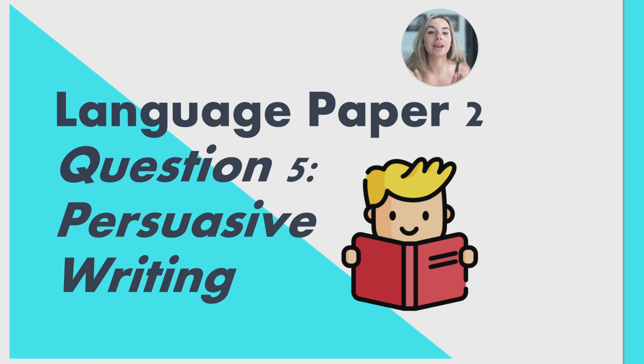So today I'm going through language paper 2 question 5, one of the hardest questions on the language 2. This is all about persuasive writing. If you watch to the end, I'm going to show you how to get full marks. It's not that hard, but there are just a few mistakes that students tend to make. So listen to this and I've got you.